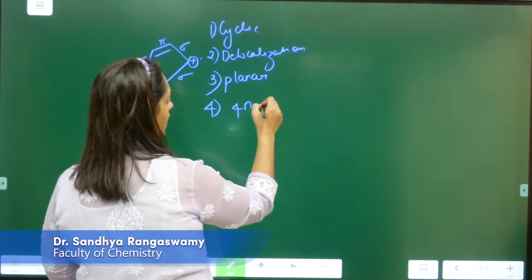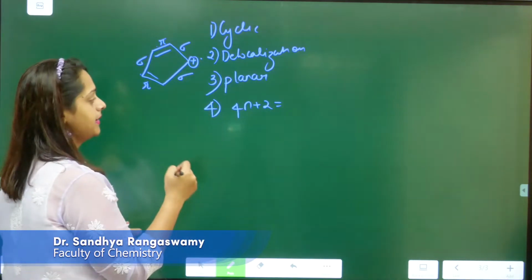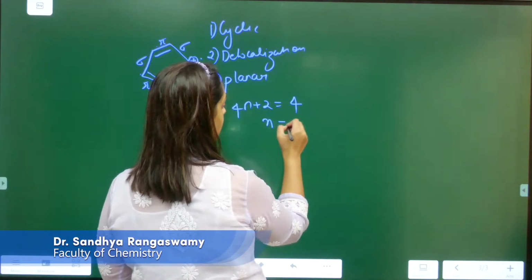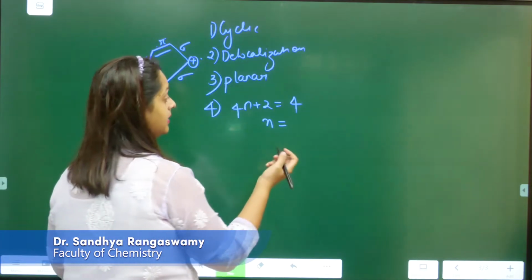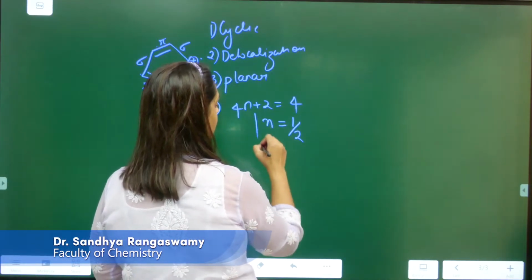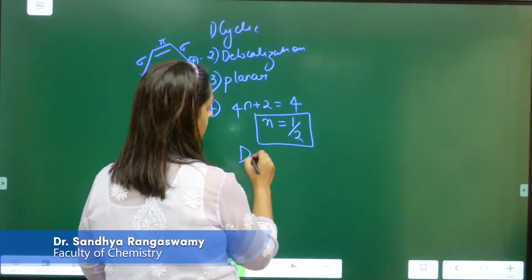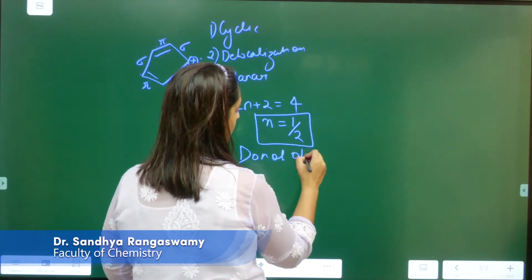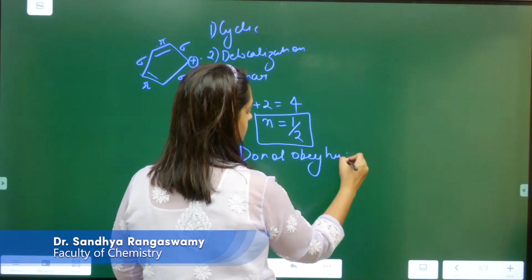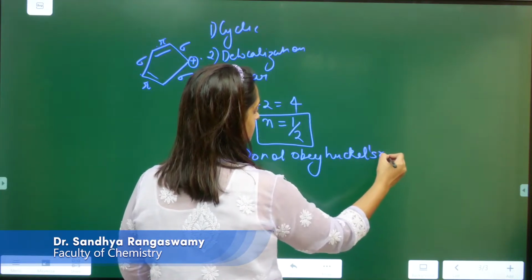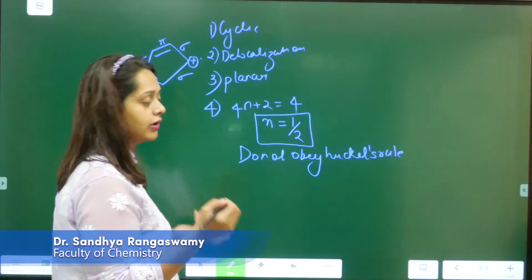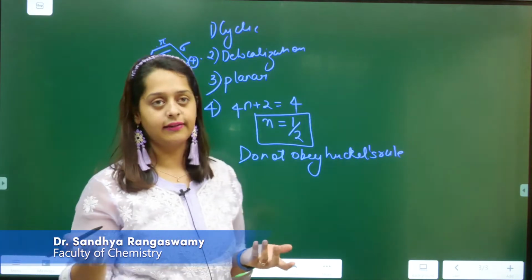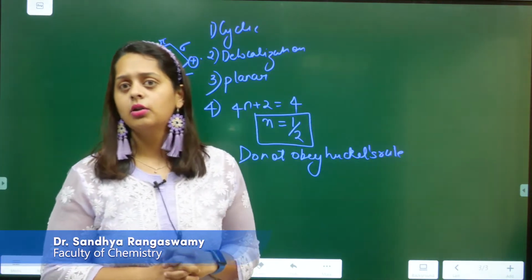So when it comes to Huckel's rule, how many pi electrons are present? Only 4 pi electrons are present, and n is coming not as an integer, but as a fraction. So that means it does not obey Huckel's rule. Then what does this signify? If the conditions are not satisfied, then the compound is said to be not aromatic.